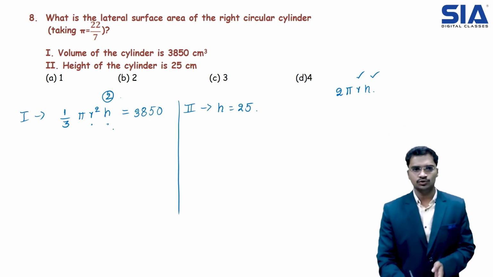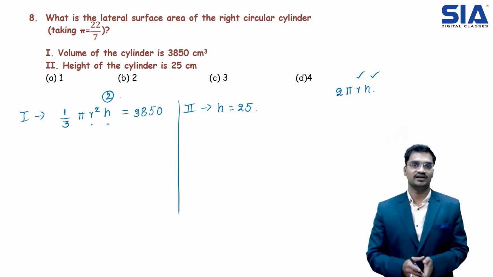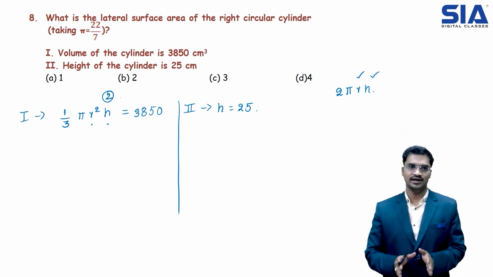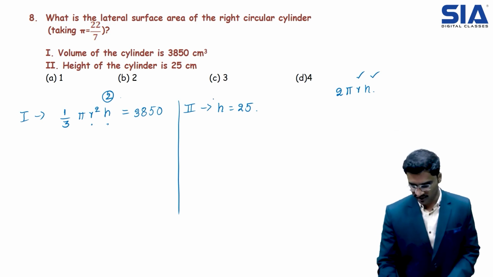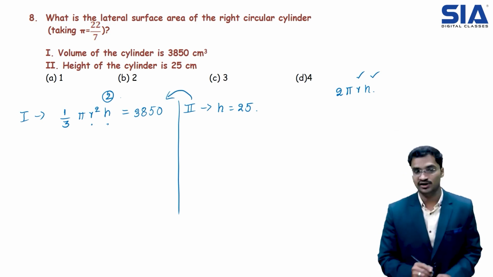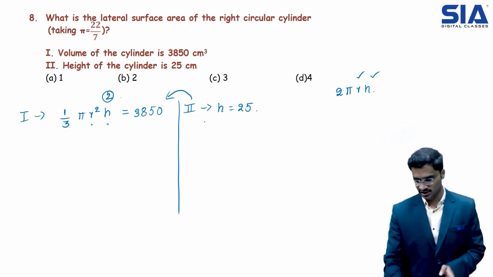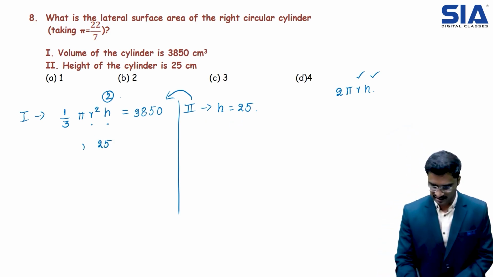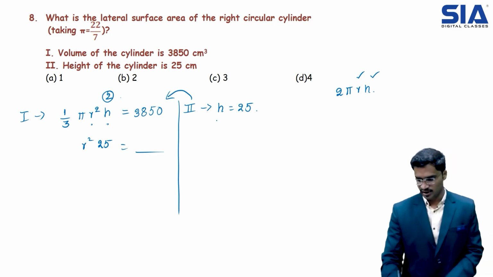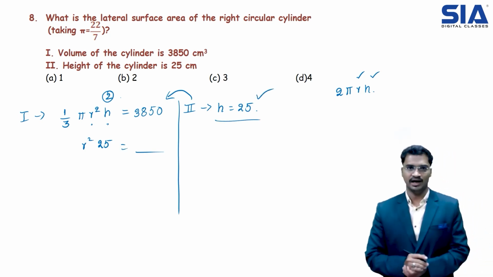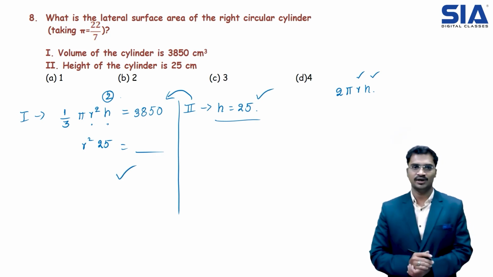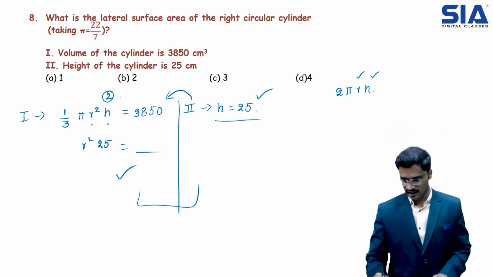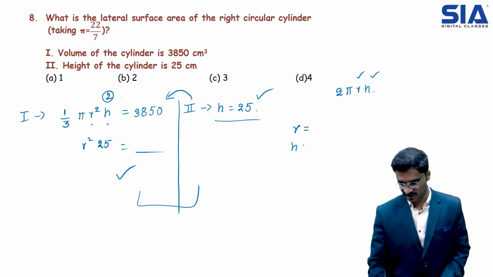So by using this formula, I cannot find the fixed values of r and h. But when I combine the second statement and the first statement together, the height is given in the second statement. So when I substitute the height here, I can find the radius value. From the second statement I am getting the height, and from the first statement I am getting the radius. So when both of these statements are combined, I am getting the radius and the height.